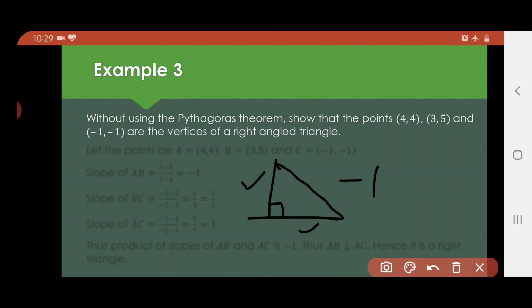So let me find out all the slopes of the three sides. I don't know which one is going to be what, so I have to find the slopes of all the three sides and check if there are any two slopes whose product is -1 or not. If I get one, then I can say that the triangle is a right angled triangle.